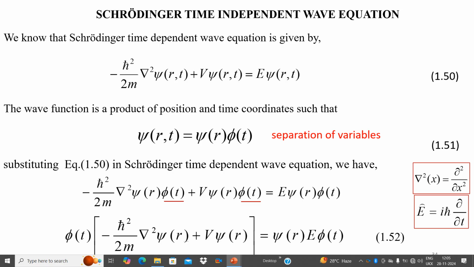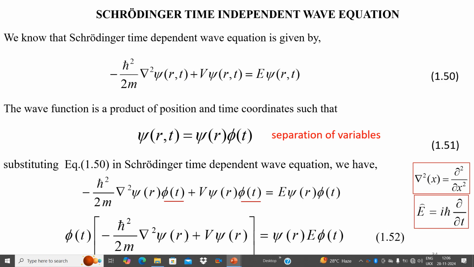In this class, we are going to obtain the Schrödinger time independent wave equation from the time dependent wave equation by separation of variables. We know that the Schrödinger time dependent wave equation is given by this: the first term is the kinetic energy part and the second term is the potential energy part, which is equal to the total energy, as shown in equation 1.50.